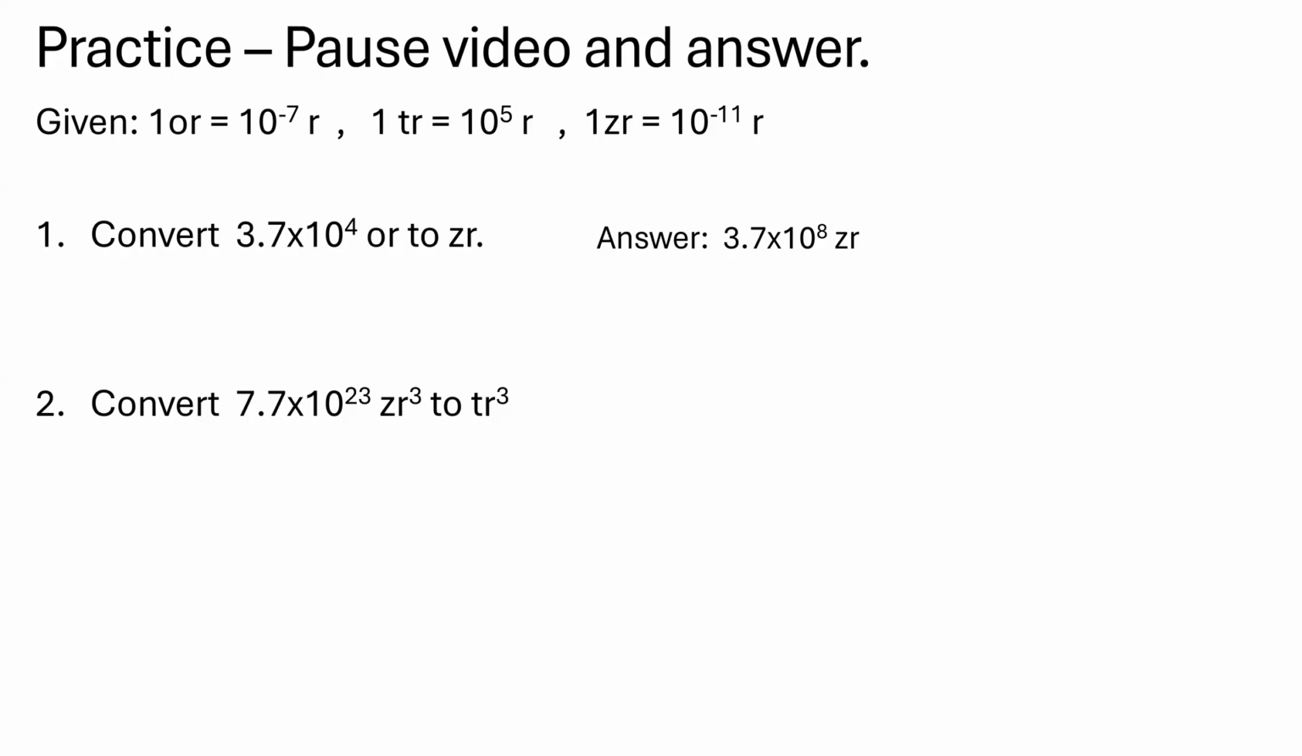In the next one, we're going from zeto rectum cubed to tech rectum cubed. And zeto is smaller than tech, so therefore we're going from a small prefix to a large prefix. Our exponent's power should decrease in our final answer. And in fact, when you work this out, you get 7.7 times 10 to the negative 25 tech rectum cubed.